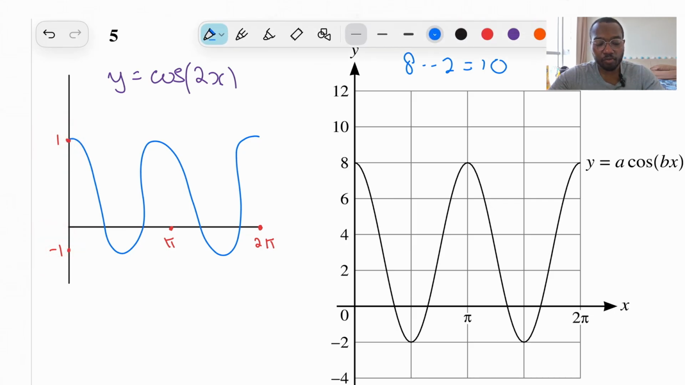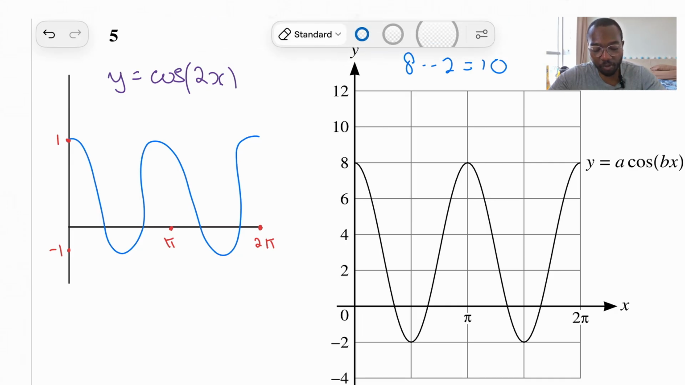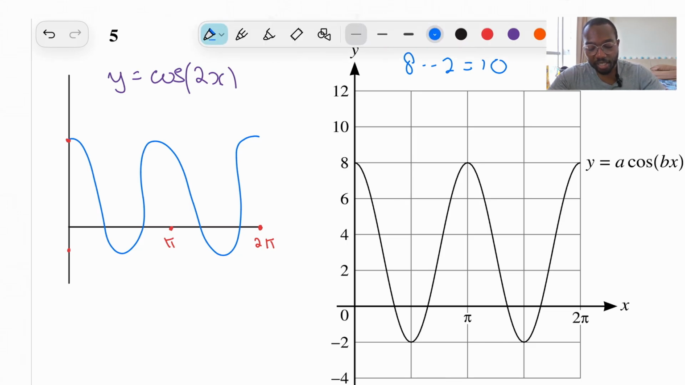So what can we do to go from a difference of 2 to a difference of 10? Well, we can just multiply by 5. So now we're at y equals 5 cos 2x. If we do 5 cos 2x, that means we're going to stretch in the y direction by 5, and for our diagram purposes we can keep the diagram the same and just change these y values.